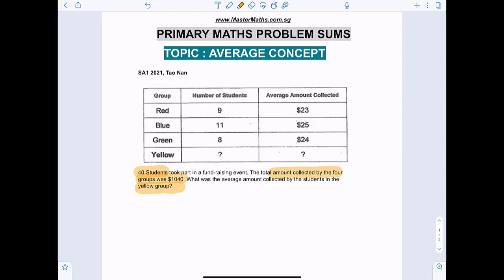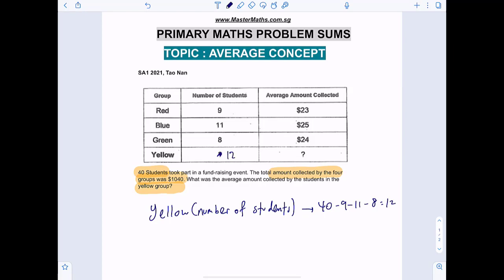Now what we know is this. We know there are 40 students, so this column here should give us 40. So for the yellow, the number of students can be found: 40 minus 9 minus 11 minus 8. And just for the yellow group, we will have 12 students. So over here is not really a question mark. We now know it's 12 students.